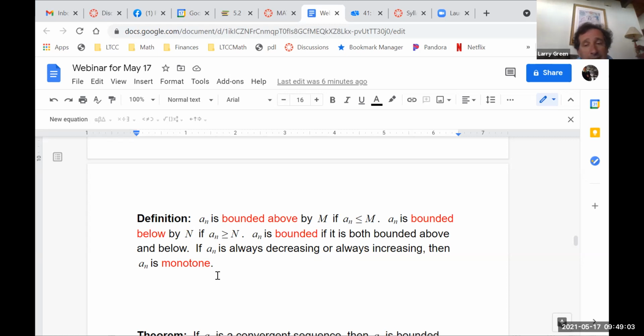So we've talked in calculus, you talked about increasing and decreasing functions. So it's actually the same definition. As a function, if it's increasing, or if it's decreasing, then it's monotone. And we'll often say monotonically decreasing or monotonically increasing. Any questions on this language? Any questions?